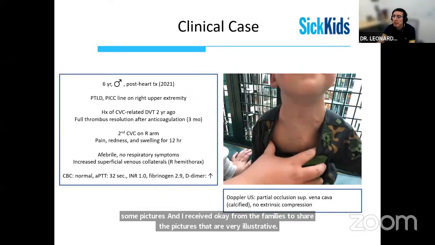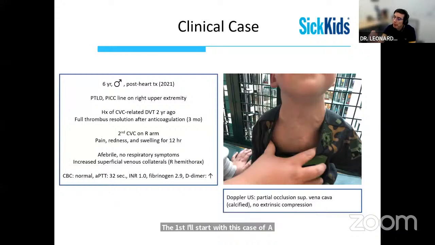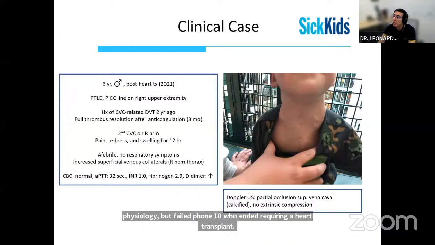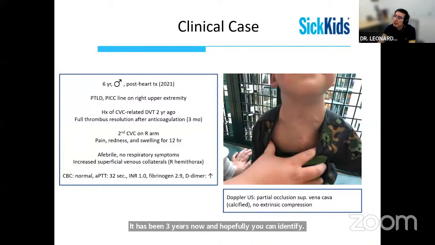The first, I'll start with this case of a patient I followed together with my pediatric cardiology colleagues, a 6-year-old boy, originally with single ventricle physiology, but a failed Fontan, who ended requiring a heart transplant. It has been 3 years now, and hopefully you can identify or visualize the increased web of superficial venous collaterals he had, because he would have over time, after having 2 central venous catheters placed at different time points on his upper venous system, both of them with occlusion, would have led to what I'm going to call a subacute onset superior vena cava syndrome, which is different than very acute.